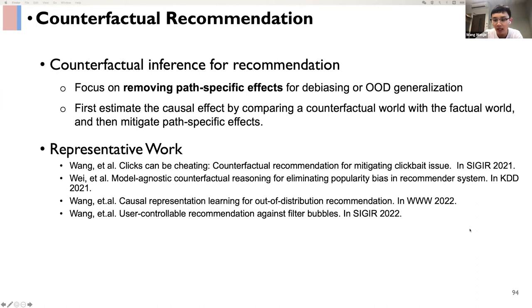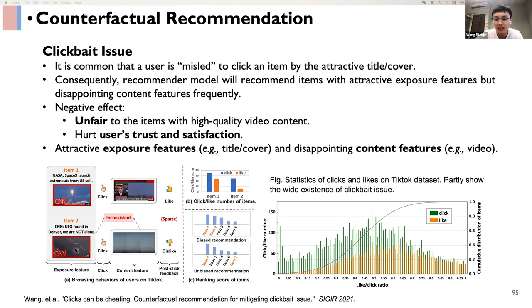So here we detail four classic works. The first one is using counterfactual inference to mitigate the clickbait issue. Clickbait means that for some items, a user will click the item, but only because of its attractive title or cover image. For example, this item two has a very attractive title and cover image, but its content is boring. So when a user clicks this item, they will find it dissatisfying.